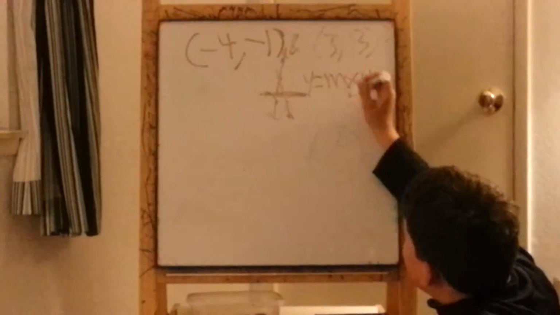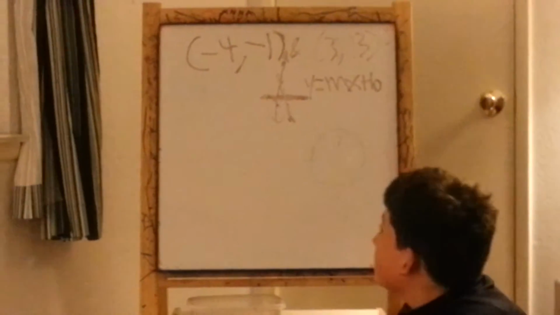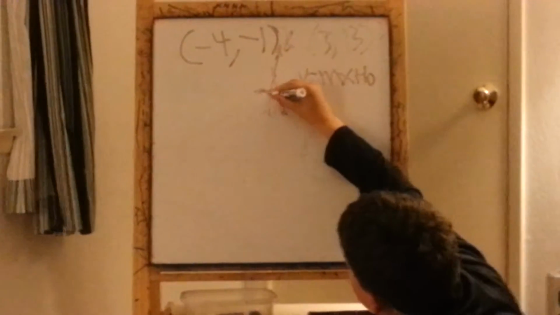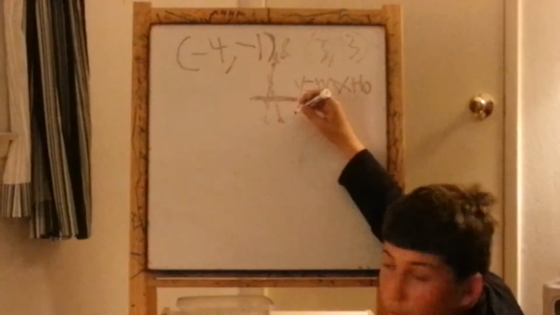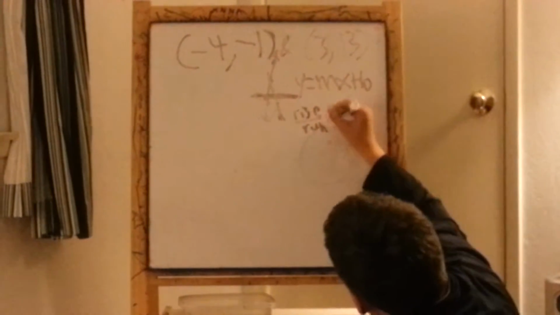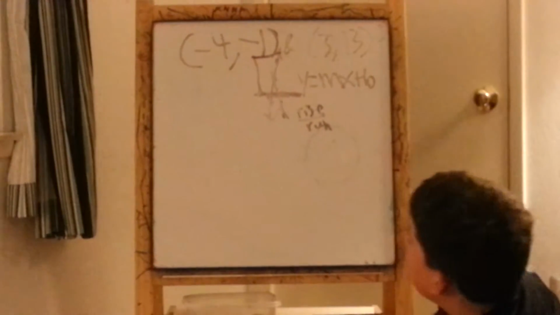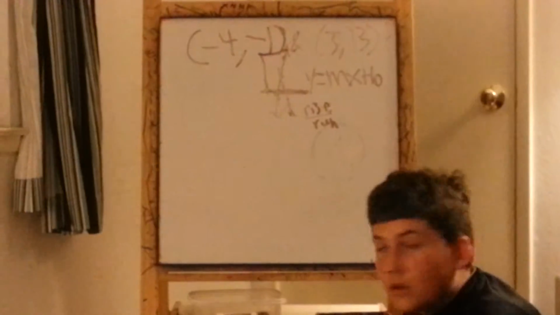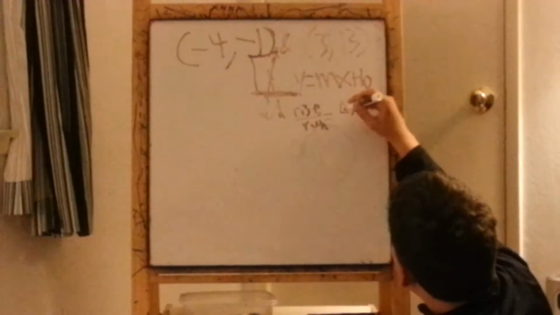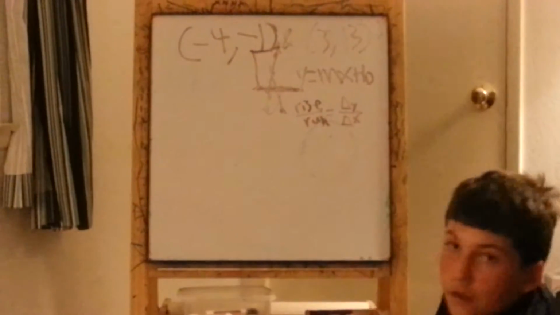So first let's find m, the slope. We know that y equals mx plus b, and we have to find m, the slope. The slope of the line is how steep it is. We know the slope as rise over run. Rise is how high it goes. Run is how far to the right it goes. How do we find these numbers? Well, rise is the change in y, and run is the change in x. How do we find these?